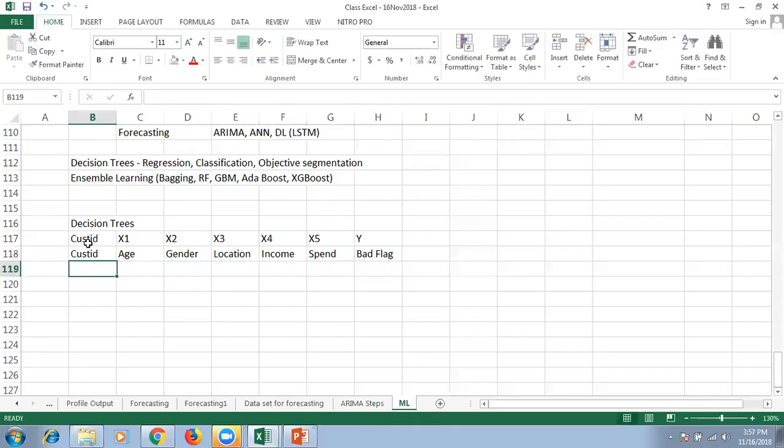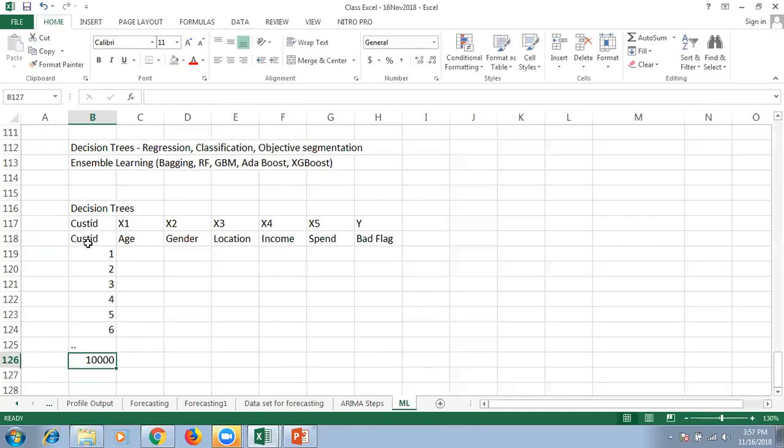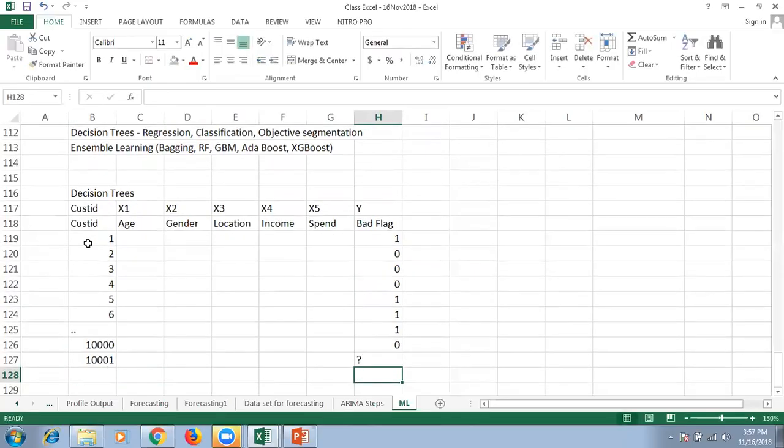Like this we have 10,000 observations, with all the variables for these 10,000 customers. And what we need to predict, if I give customer 10,001 and I want to know the predicted value based on the X values, this is what we call a classification problem.